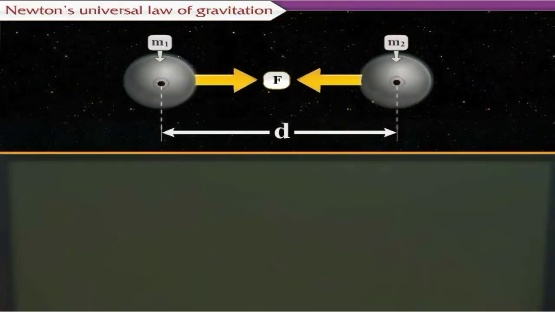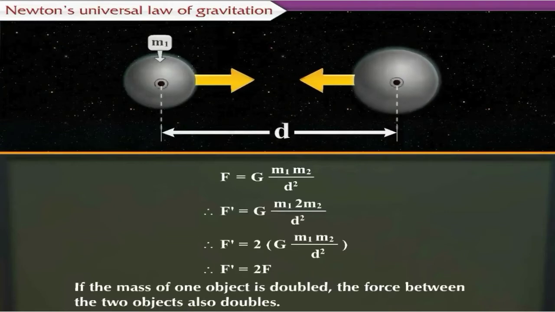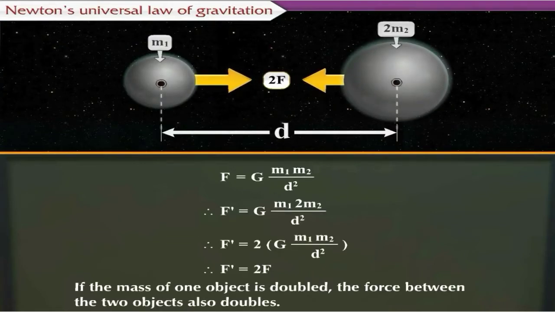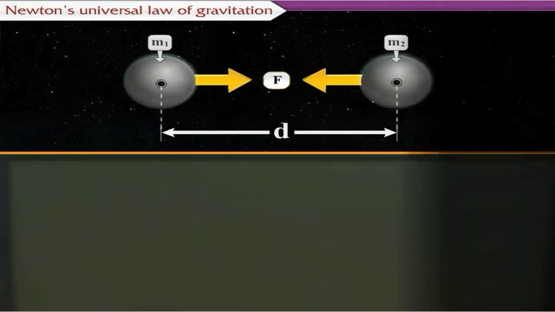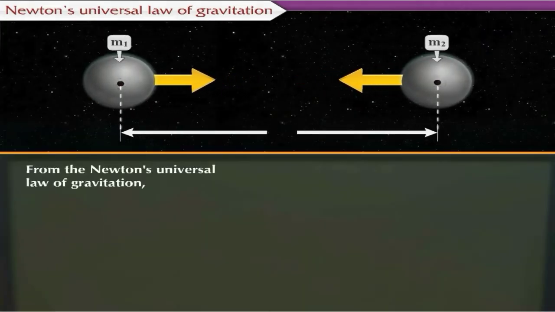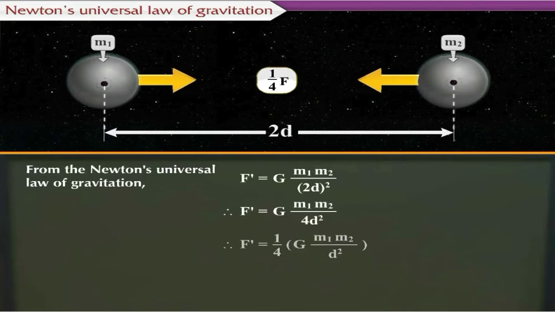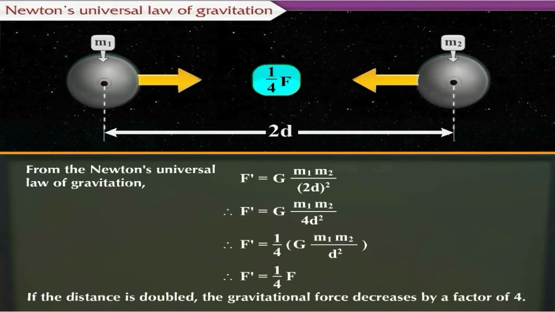From the equation, F is equal to G into m1 into m2 upon d square, it is clear that if the mass of one object is doubled, the force between the two objects also doubles. Also, if the distance is doubled, the force decreases by a factor of 4.